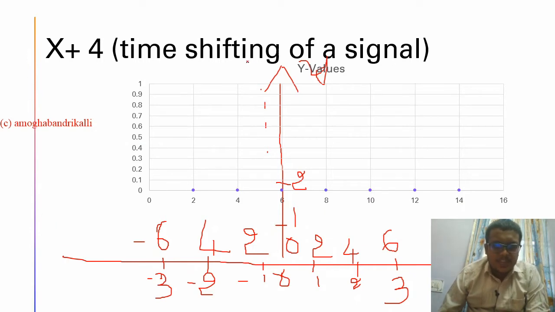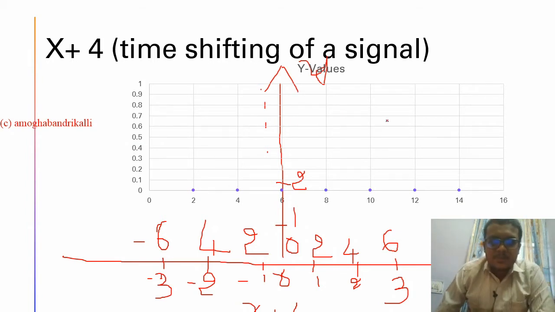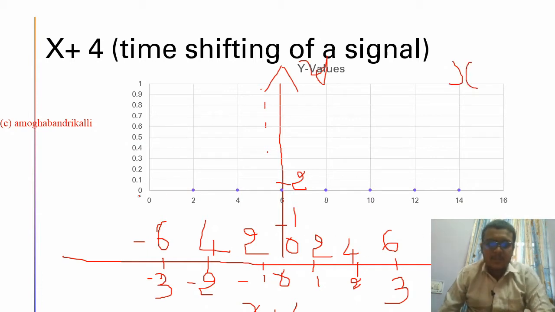So this is x value. So then what I have written is x plus 4. So these values have been propagated by 4 times towards the left side. So this was the original x value. So this is x plus 4. This value will be propagated by 4 times towards the left side.